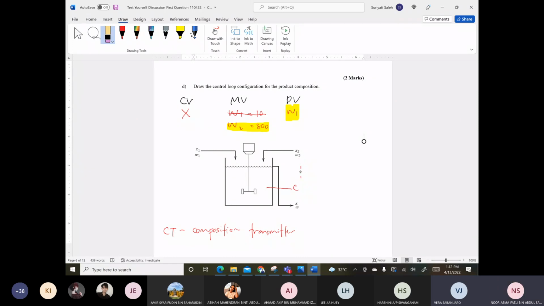Okay, I try to redraw it again. CT, CC. And then we have the valve over here at the W2. So this represents your control loop configuration for maintaining product composition.